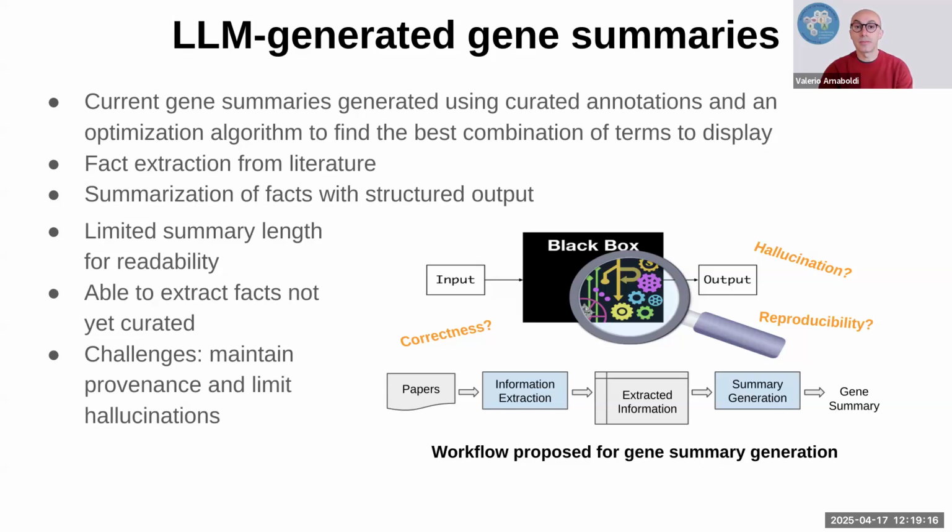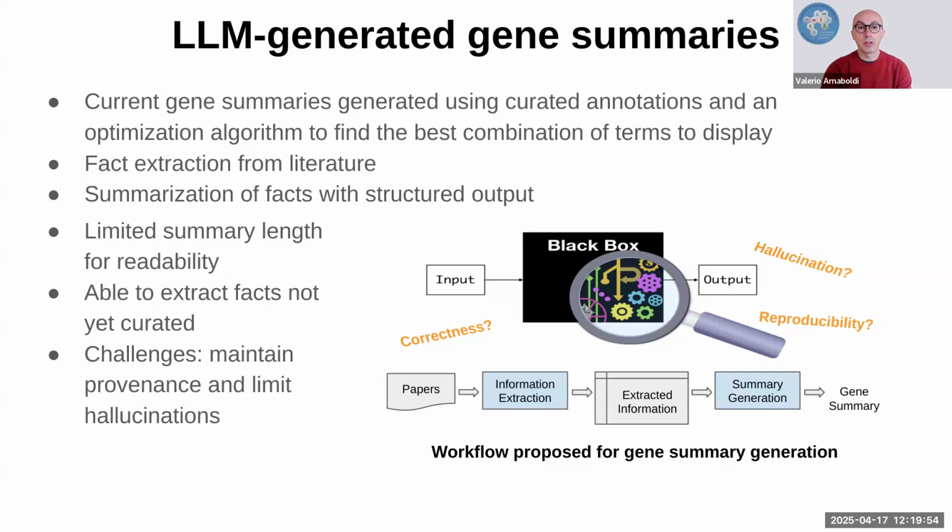When the list of ontology terms is too long to be included in a concise description, we use an optimization algorithm combined with the ability to traverse the ontologies to select the best combination of ontology terms to be included in the gene description to maintain readability and provide as much information about the gene as possible. The limitation of the current implementation is that we can only generate gene descriptions for curated genes. And for genes for which we don't have curated data, there's no automated description available.